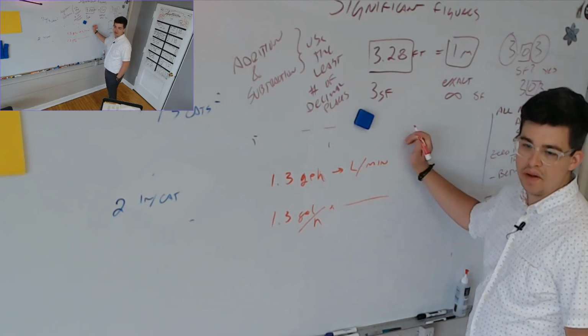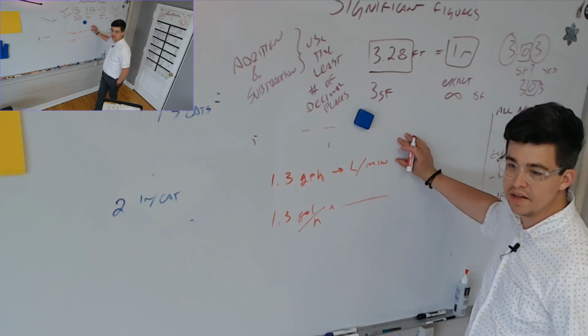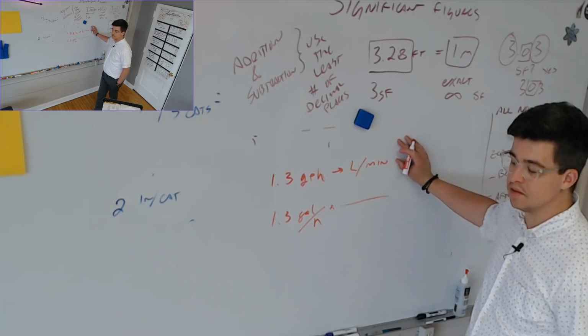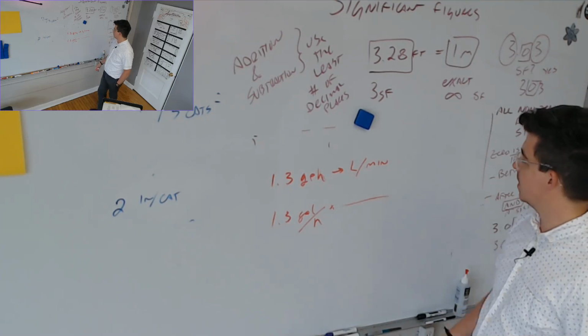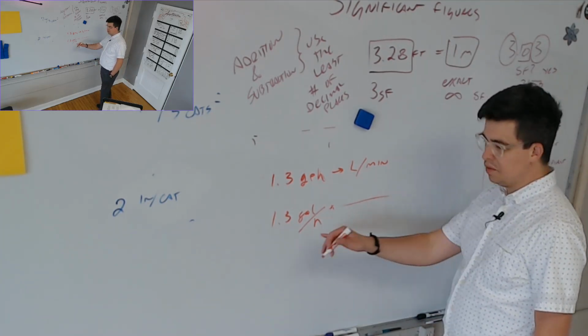By the way, MIN is minute. What abbreviation is lowercase m? Meter. What's MIN? Minute. MI is mile. So don't get confused between those. You need to write MIN for minutes. Anyway, so if we're converting from gallons per hour to liters per minute, I usually, it doesn't really matter.